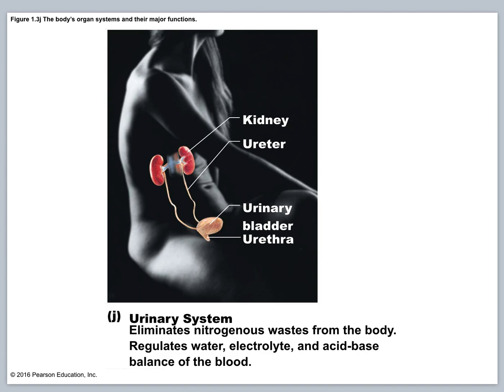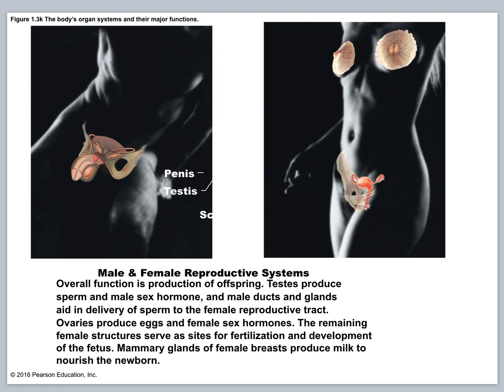The urinary system eliminates nitrogen waste throughout the body. It also regulates water, electrolyte, and acid-base balance of the blood. The reproductive system is responsible for producing offspring.